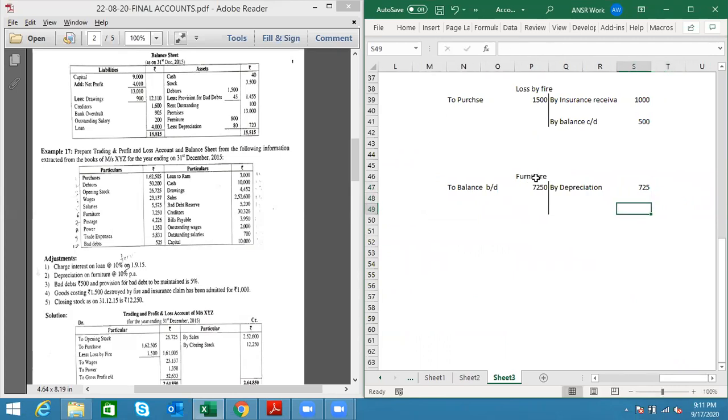By depreciation, the amount is 725. So if I balance this account now, if you remember the steps of balancing: first find out which side is higher, here the debit side is higher. Put that higher side total on both sides. Then I calculate the differential amount on the lower side so that the total will match. I simply do this minus this, which is 6,225. So this is nothing but a revised balance for that account.